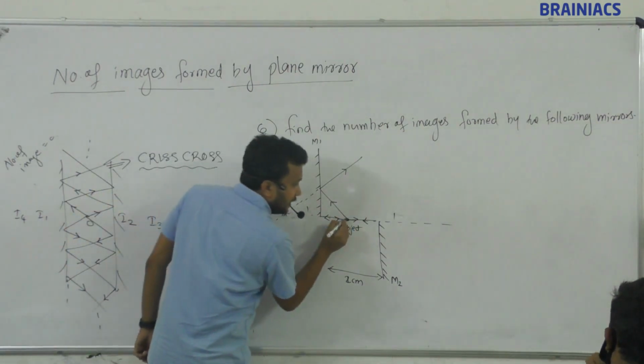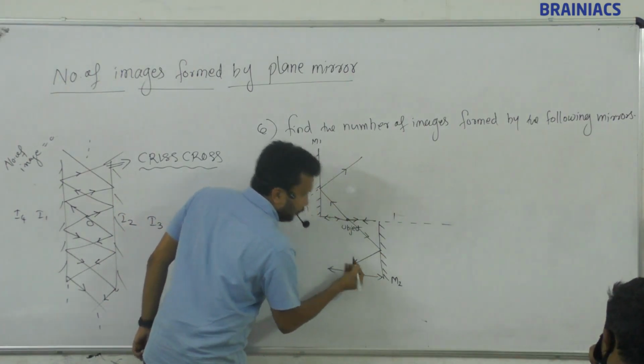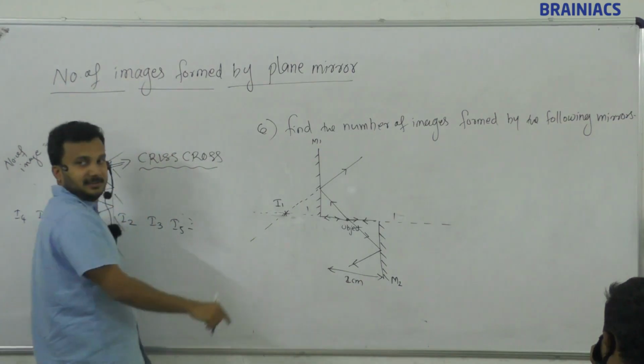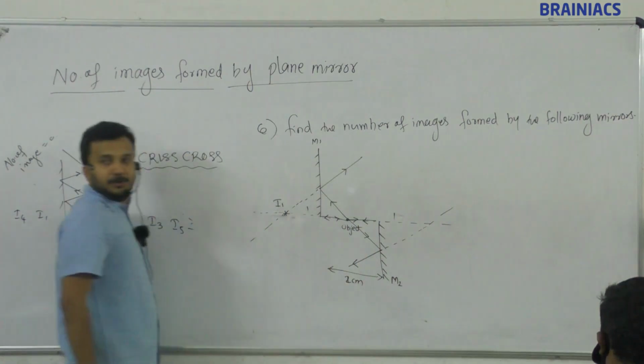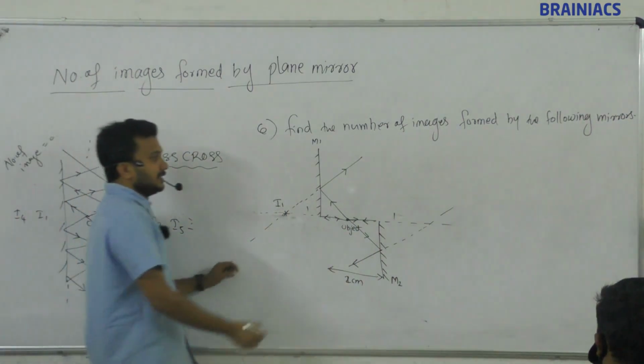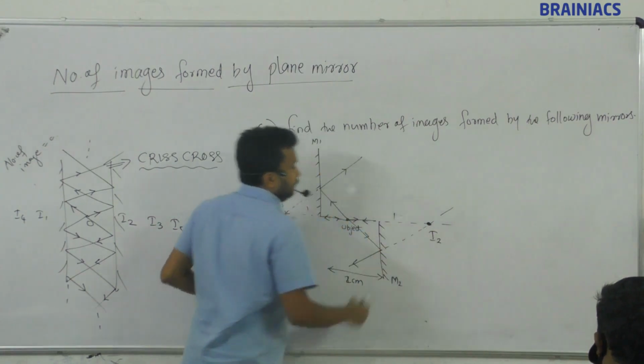This is 1 ray. Next is the incident ray and the reflected ray. The 2 lines are like this. One minute. Reflected ray. Then what will happen? These 2 lines cross at this point if I extend them. So these extensions will give rise to the next image. This is called I2.